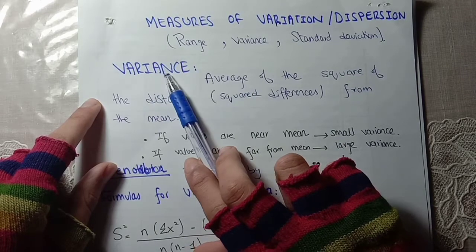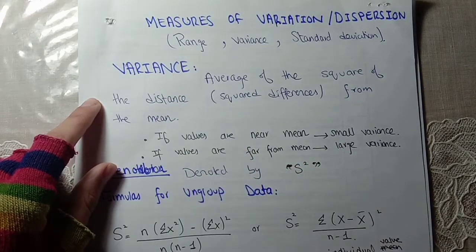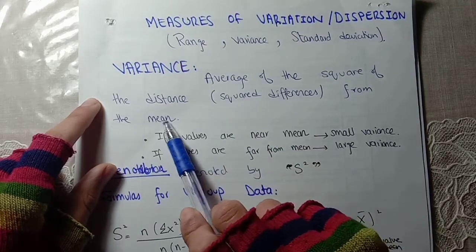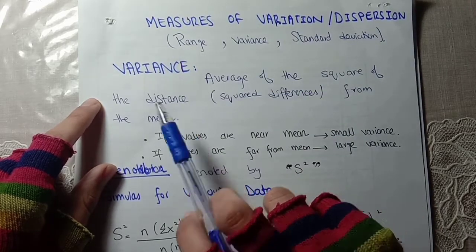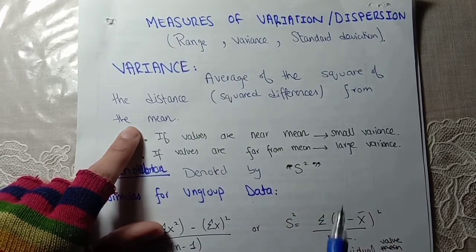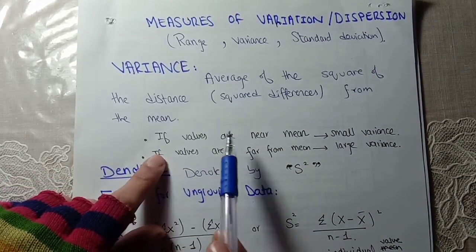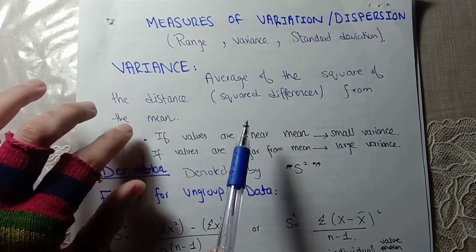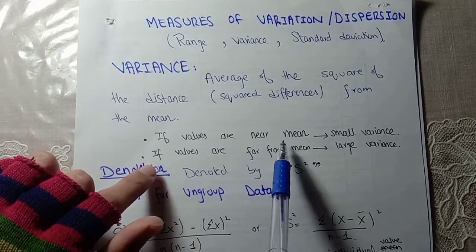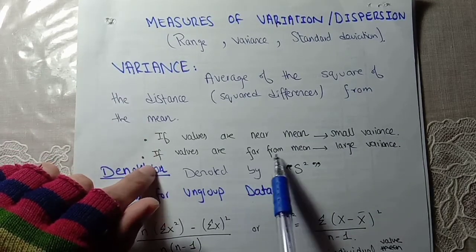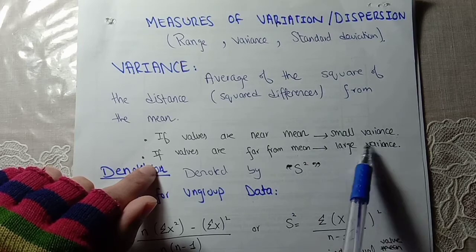For sample variance, the definition is this: the average of the squared differences from the mean, or the average of the square of the distances from the mean. The definition will be more clear when we see the formula. If values are near the mean, then the variance is small, and if the values are far from the mean, the variance is large.